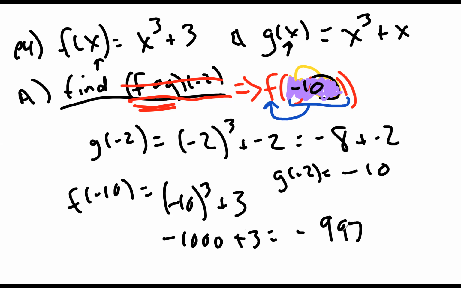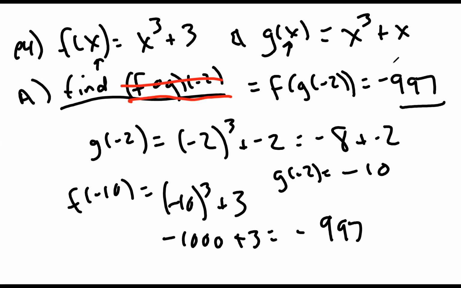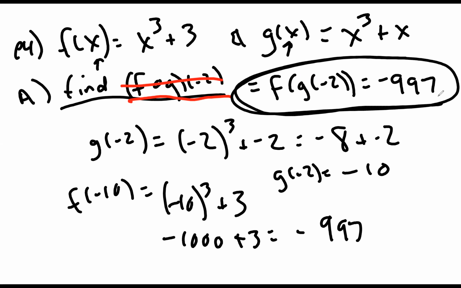And so up here, at the very beginning, where I made a mess of things, here's what I'm going to say is my total and final and complete answer. I'm going to say that F of G of -2 equals -997. And this that I'm about to circle, if I can ever get my pen to work, here we go. This right here is my total and complete and final answer.